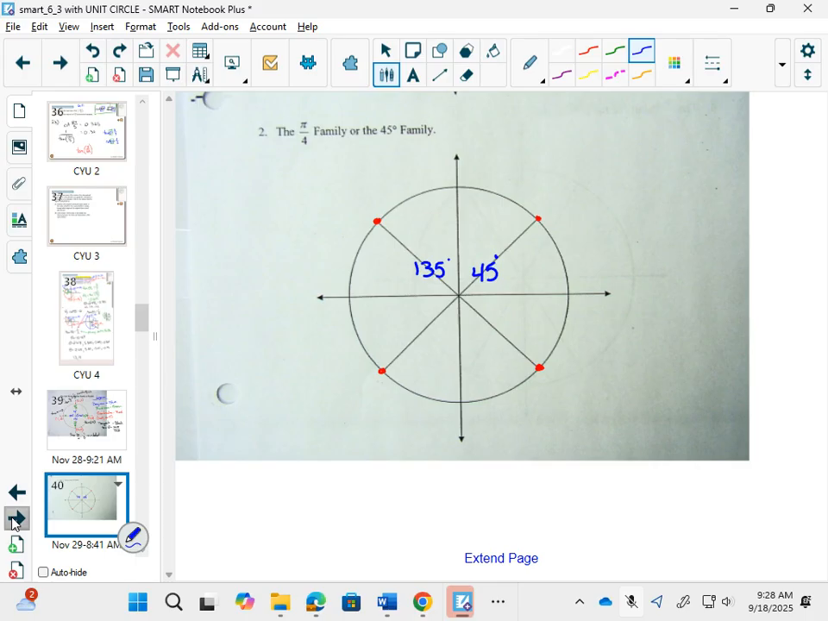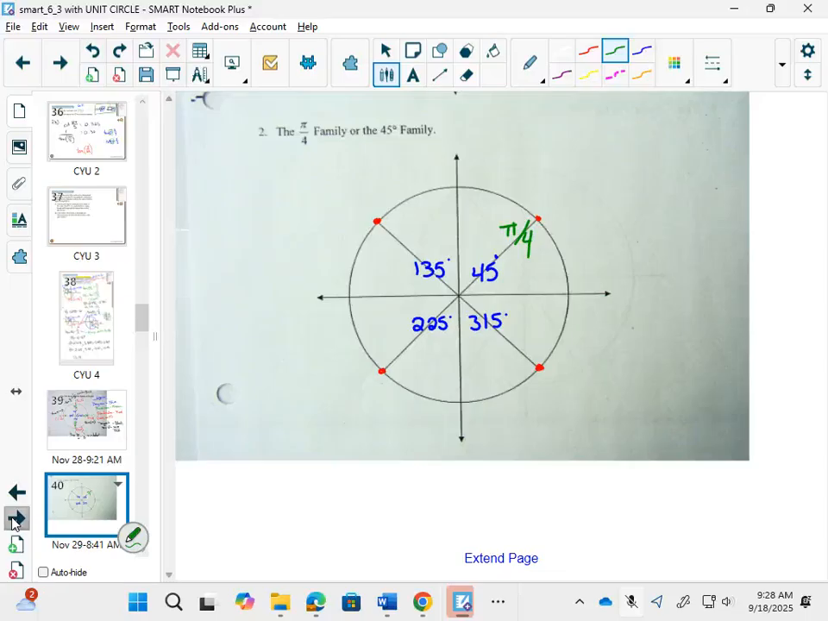In quadrant 3, if you did 180 plus 45, you would get 225 degrees. And in quadrant 4, if you did 360 minus a reference angle of 45 degrees, you would get 315 degrees. Now we have to do this same idea in radians. So pi over 4 is equal to 45 degrees.